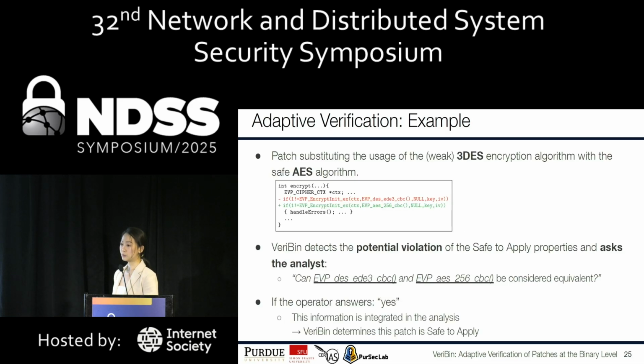Here is an example of adaptive verification. Consider a patch replacing an insecure encryption function 3DES with a safer version, AES. By definition, this patch is not safe to apply. And VeriBin can detect this potential violation and ask the analyst, can we consider these two functions equivalent? If the analyst confirms yes, then we can integrate this information and refine our verification. Then we might potentially determine this patch as safe to apply.